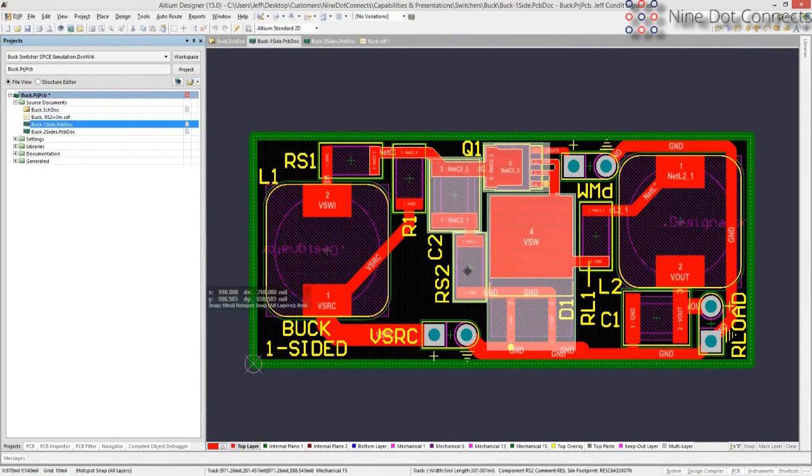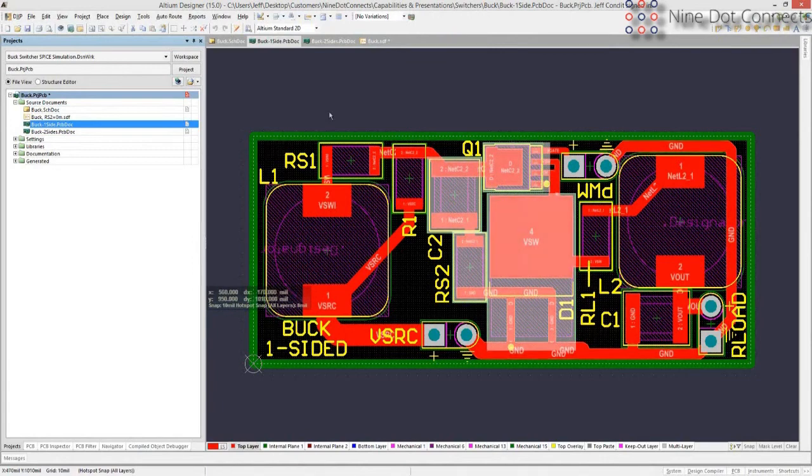So now you can see the two components, C2 and RS2 on the left, also need to be part of that loop. This is the loop we need to keep small. It's up, through, down, and around. Now that loop has been kept about as small as you can on a one-sided design.